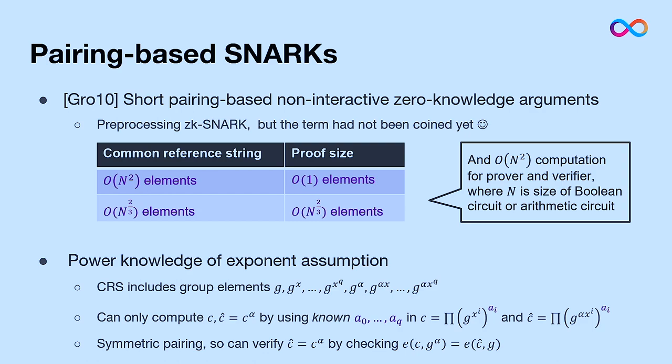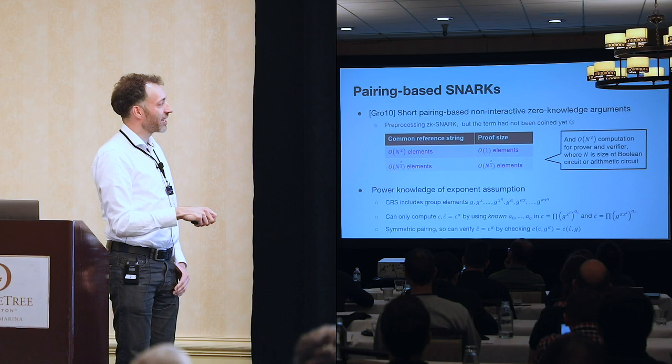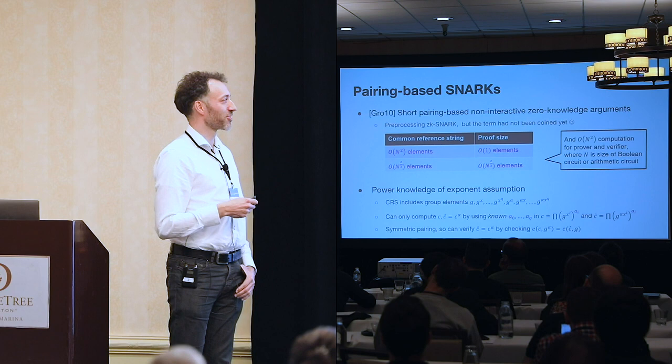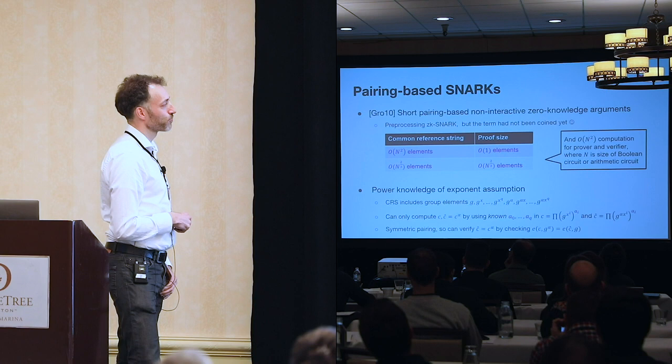Okay. It turned out that you can also do some balancing and get good things in both of the parameters, so you can get into the 2/3 elements in the common reference string and into the 2/3 of elements in the proof size, where size of the circuit is n elements.